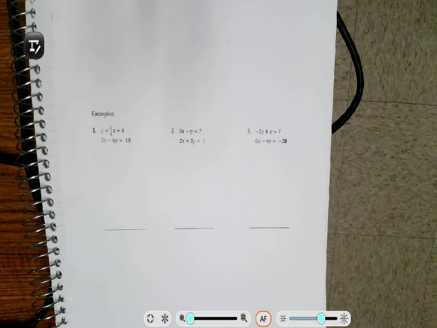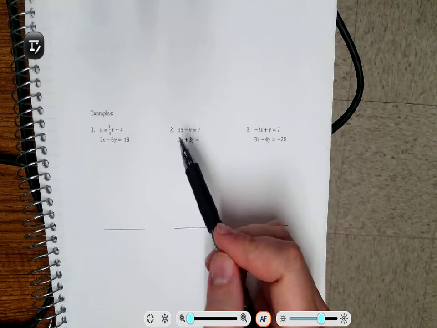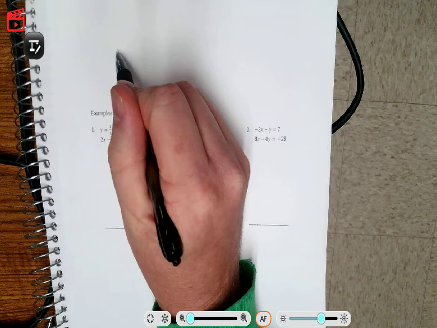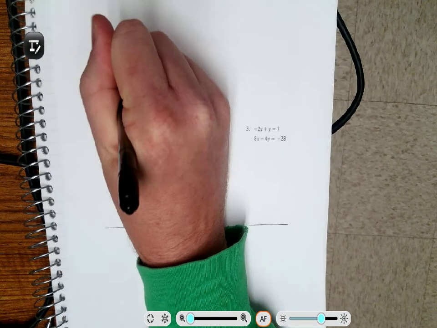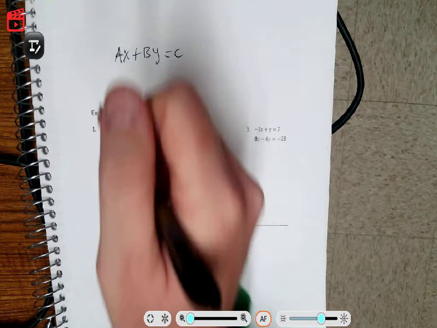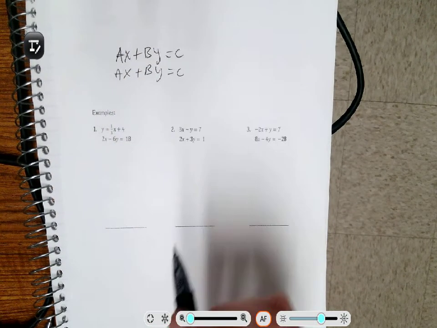Alright, here's a video for how to do matrix in your calculator. Here are 3 problems that are set up for matrix. These 2 are set up better for matrix than this one. We need it set up as ax plus by equals c, which is in standard form, and we need both equations set up like that.